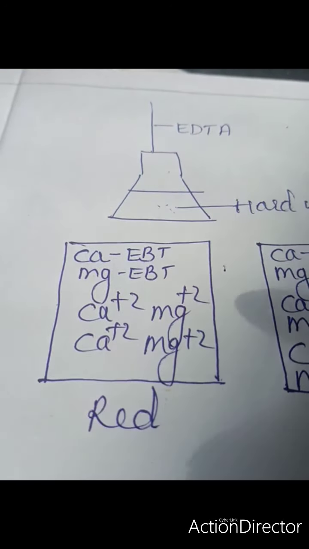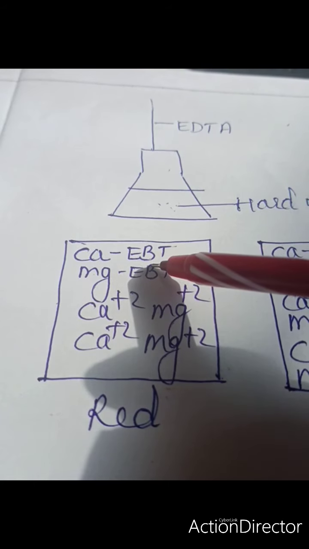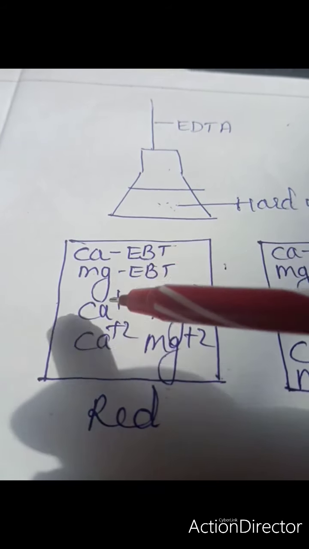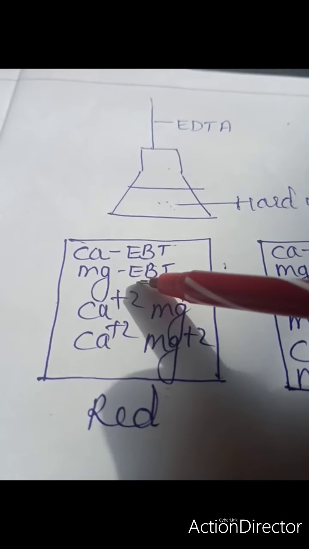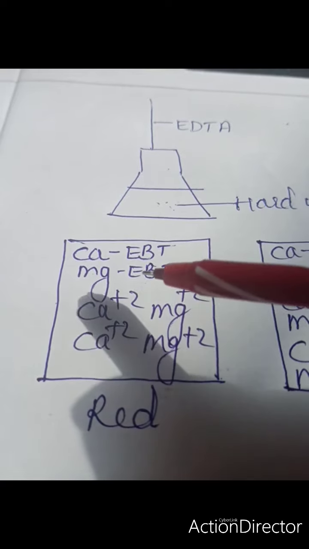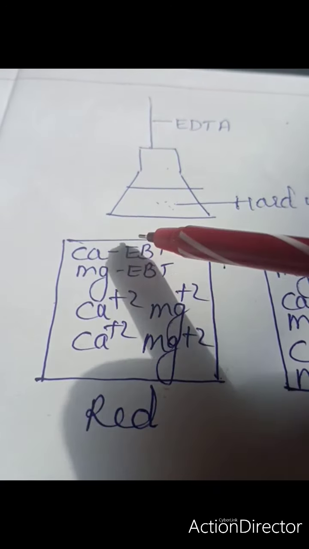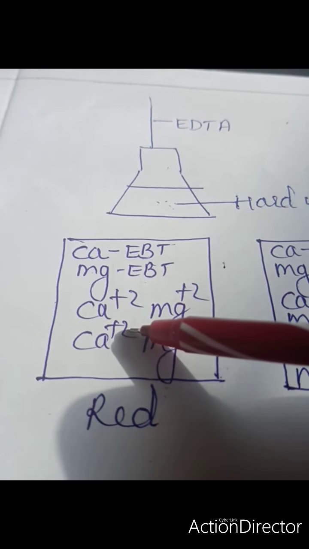So EBT, when you take it from the shelf, is blue in color, but when it reacts with calcium and magnesium ions, that will give you red color. So as a result, this conical flask will show you a red color solution. Few calcium and magnesium ions are reacting with EBT, the remaining are free.